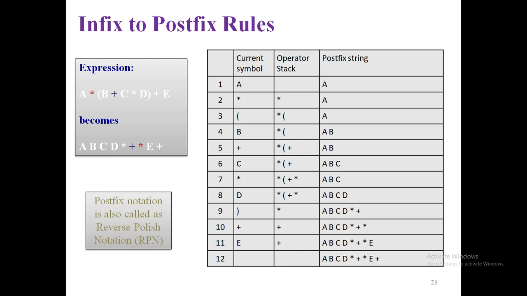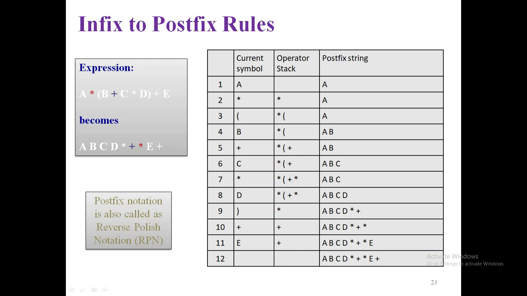So here the expression is a * (b + c * d) + e. First a is added to the postfix, and star is inserted into the stack. When the open parenthesis comes, it is just added into the stack. Then b is added to the postfix expression. Then plus came, and it is added to the stack, and the star has higher precedence compared to the plus, so it is added. Then d is added to the postfix.